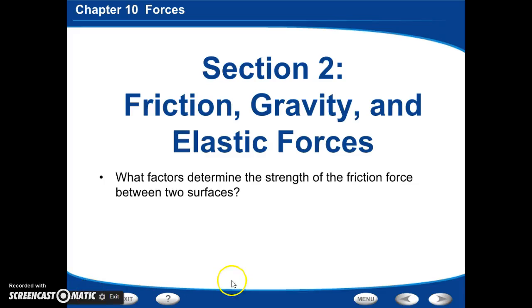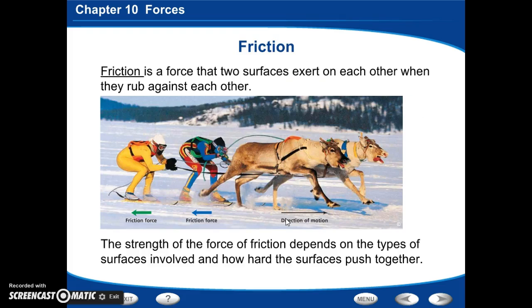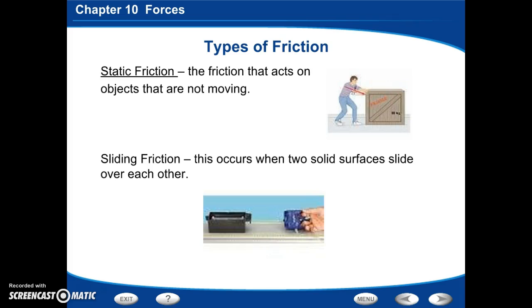Hey guys, this is chapter 10, section 2 on friction, gravity, and elastic forces. So when you talk about friction, it's the force that exists between two surfaces and the forces that they exert on each other. The force of friction acts in opposition to the direction of the motion. And the strength of the force of friction depends on the types of surfaces, if they're smooth or rough, and how hard they're actually pushing together.